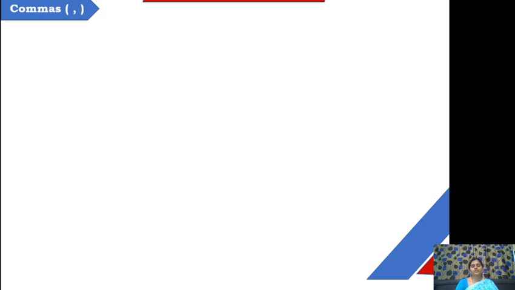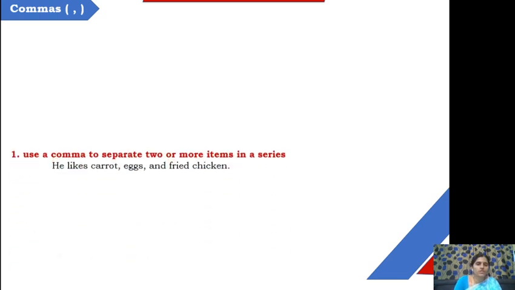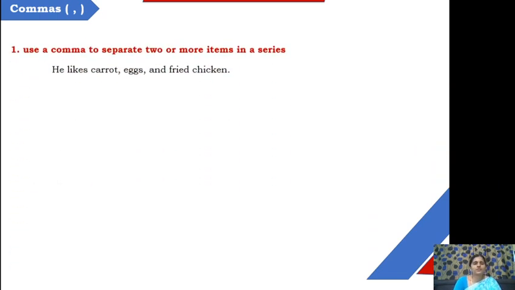Commas, of course, we have a lot of rules to follow when to use these commas. Use a comma to separate two or more items in a series. If you are trying to list out more items in a series, then we give a pause between them, so that the reader also gets clarity, takes a short pause, and goes ahead.